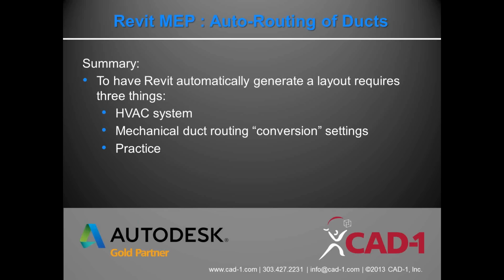So things to keep in mind before you do the automatic layout, generate layout, you need to have 3 things. HVAC system has to have the system there. The second thing, you really want to look at the settings, the conversion settings, the duct routing preferences, and make sure those are what you want Revit to generate with. And I added a third one. You probably want to have some practice in there. Take a little time, take a little patience to get it to work for you. But then once you've got it figured out, it can save you some time.